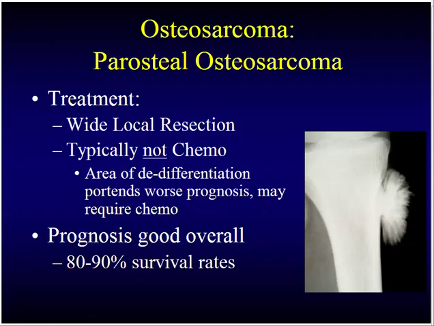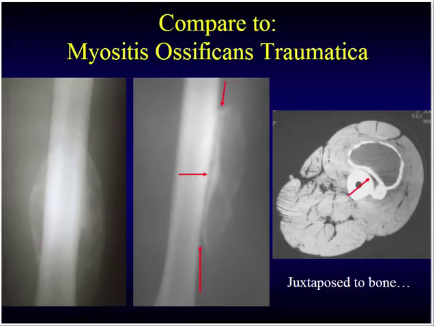Treatment, wide local resection. Typically, they don't get chemotherapy because they're lower grade lesions and they're not chemosensitive. However, sometimes you can get a dedifferentiated area in it. You wouldn't know that until you had it off surgically. And so if there is an area of dedifferentiation, we do add chemotherapy. All right? Prognosis, however, is pretty good overall. Look at this, 80 to 90% survival rates. So that's good.